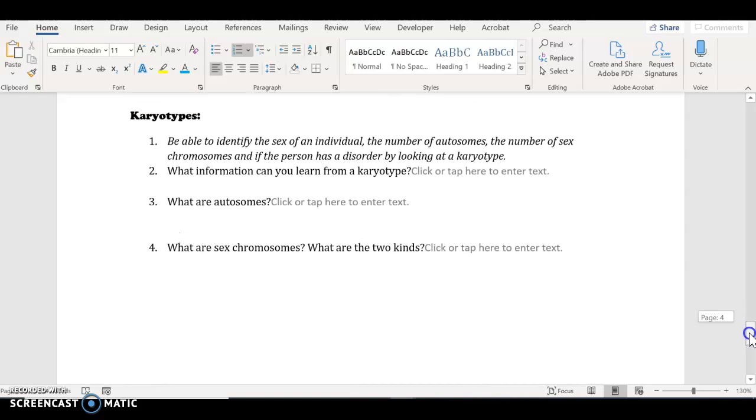All right, on to karyotypes. Make sure you know how to identify the sex of an individual, the number of autosomes, the number of sex chromosomes. So we did the notes on karyotypes, we did a karyotype worksheet, and you were supposed to do a karyotype lab. So what information can you tell from a karyotype?